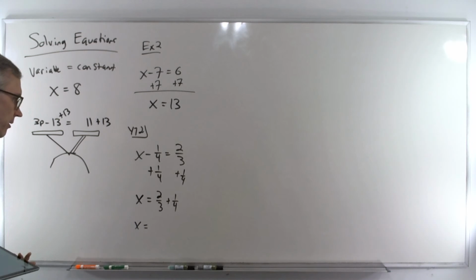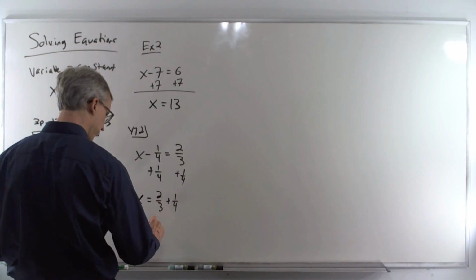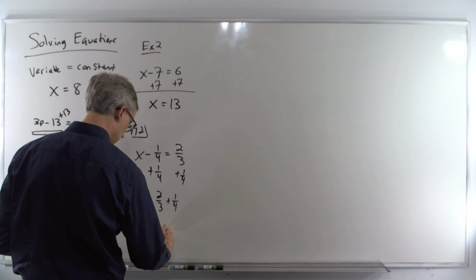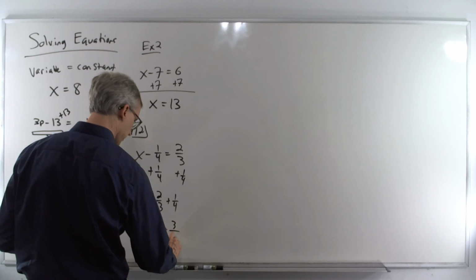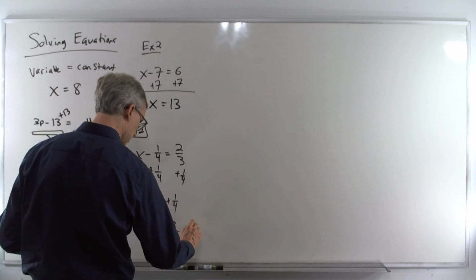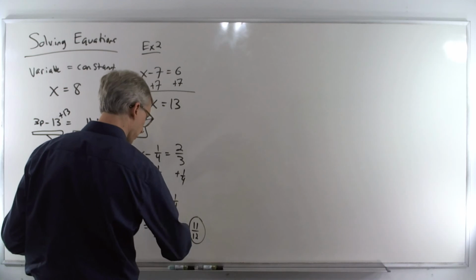I'll go ahead and get a common denominator. So that'll be 12. So multiply this by 4 over 4 gives us 8 twelfths. And 3 over 3 on the right gives us 3 twelfths. Add them together, and we get 11 twelfths.